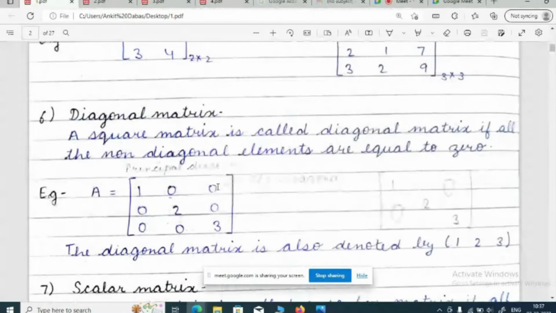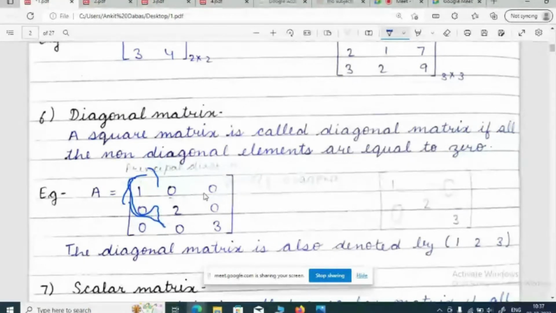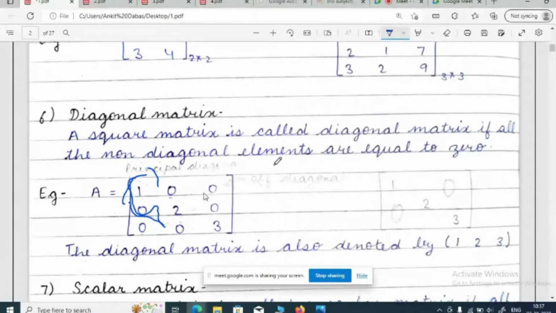Next comes the diagonal matrix. For example, here, the entries where 1, 2, 3 are present, that is called the principal diagonal of a matrix. And a matrix which has entries only on the principal diagonal and all other entries are 0, that is termed a diagonal matrix. One more thing, a diagonal matrix is always a square matrix, because only then can we construct a diagonal within a matrix.